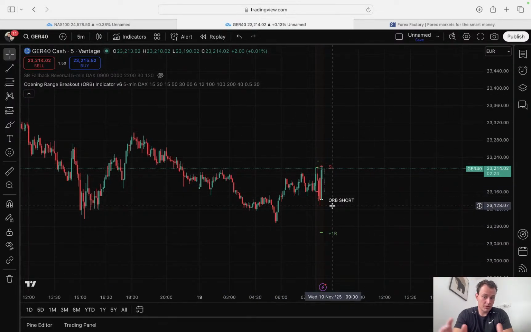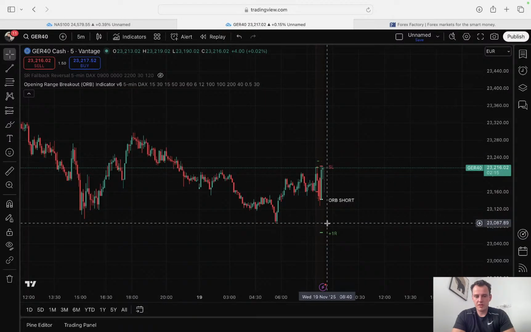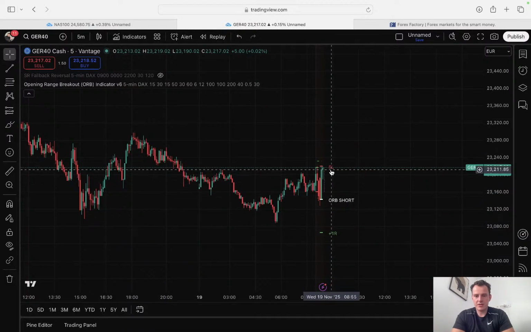So I would like to short it. I will. I just want to see in the next 3 minutes where we're gonna go. Are we really gonna close above, or are we really gonna close below? I think they're gonna try to really push it. We still have an ORB short, so there's nothing wrong with doing an ORB short.